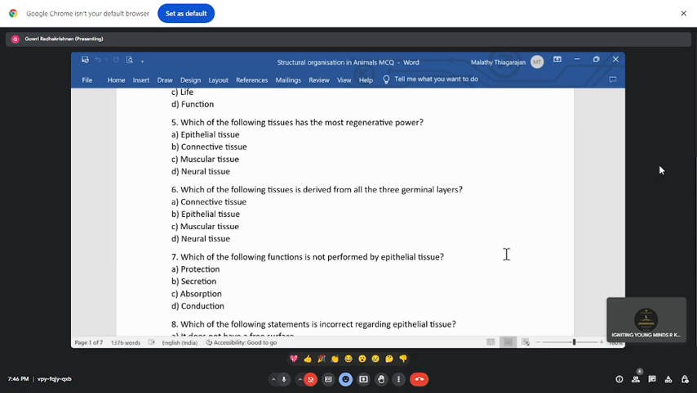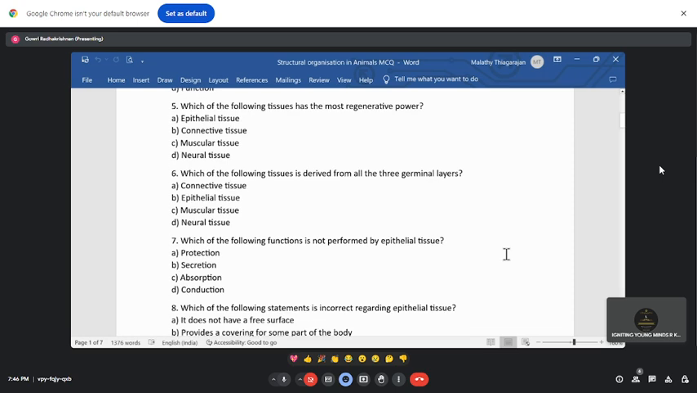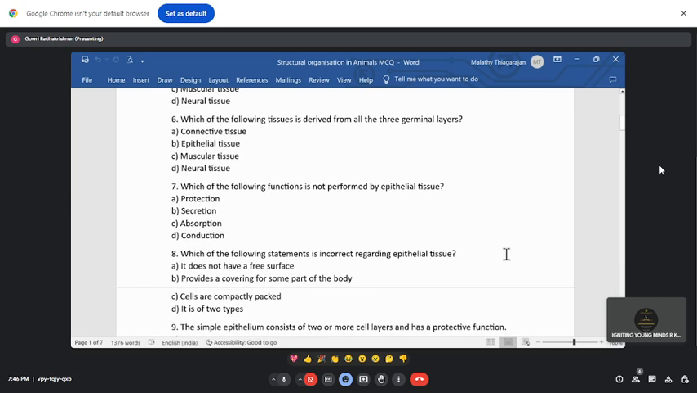Connective tissue also has very good regenerative power. Muscular has moderate regenerative power. The most regenerative power is in the epithelial tissue. Isn't it? You get a cut in the skin, or below the skin, and immediately within days, it becomes all right. So naturally, epithelial tissue has the most regenerative power. All right. Next question. Which of the following tissues is derived from all the three germinal layers?